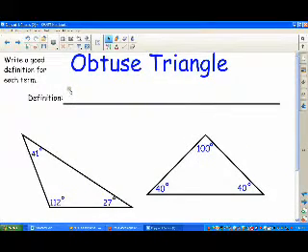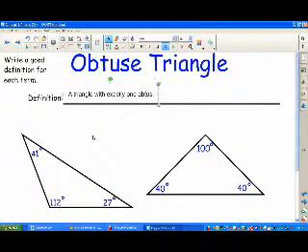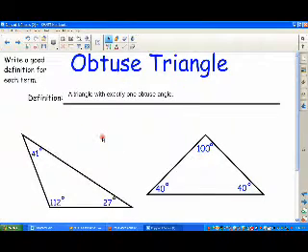Finally, an obtuse triangle. With an obtuse triangle, again, pause the video, write your definition, and unpause it. An obtuse triangle is a triangle with exactly one obtuse angle. Can only have one. Can't have more than one. One and only one.